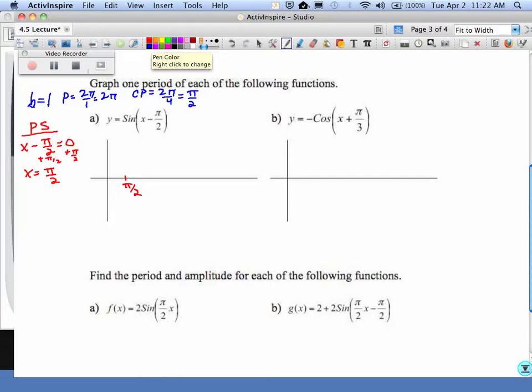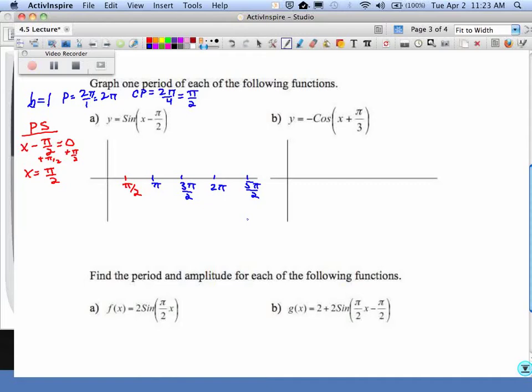What's pi over 2 plus pi over 2? Plus another pi over 2. 3 pi over 2. Plus another pi over 2. 2 pi. Plus another pi over 2. How many critical points do I have written down? 5. So you go until you have 5 written down.